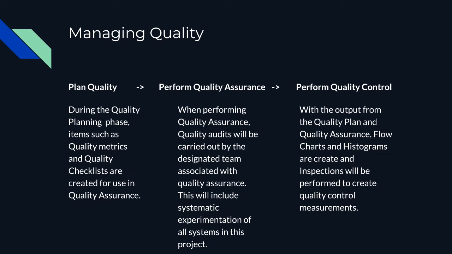Quality planning is the first stage of measuring the quality of your project. In this stage, you create your quality assurance plan using benchmarking and statistical sampling to create quality metrics and checklists that are to be used in quality assurance. With performing quality assurance, designated teams will perform quality assurance audits of the system. This will include testing of all systems in the project to ensure they are running efficiently.